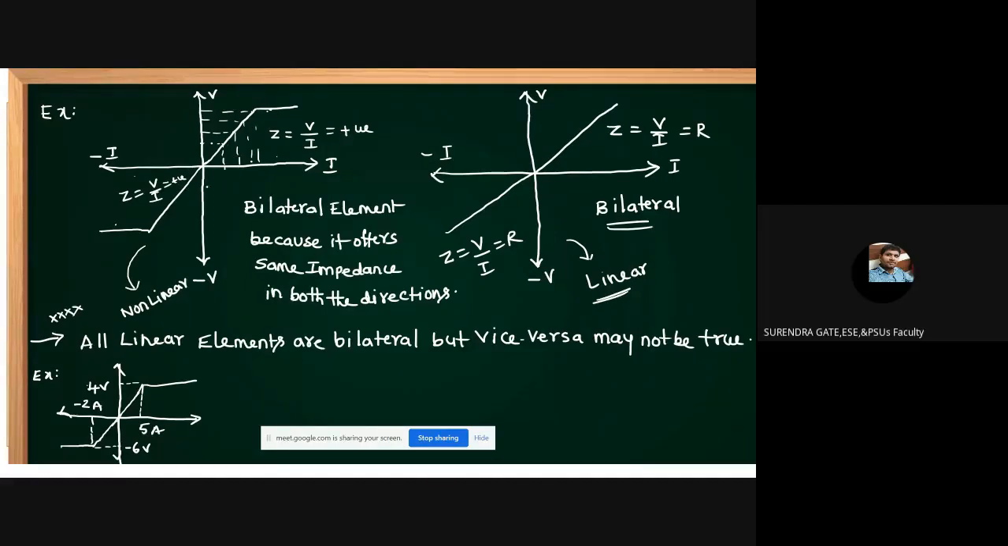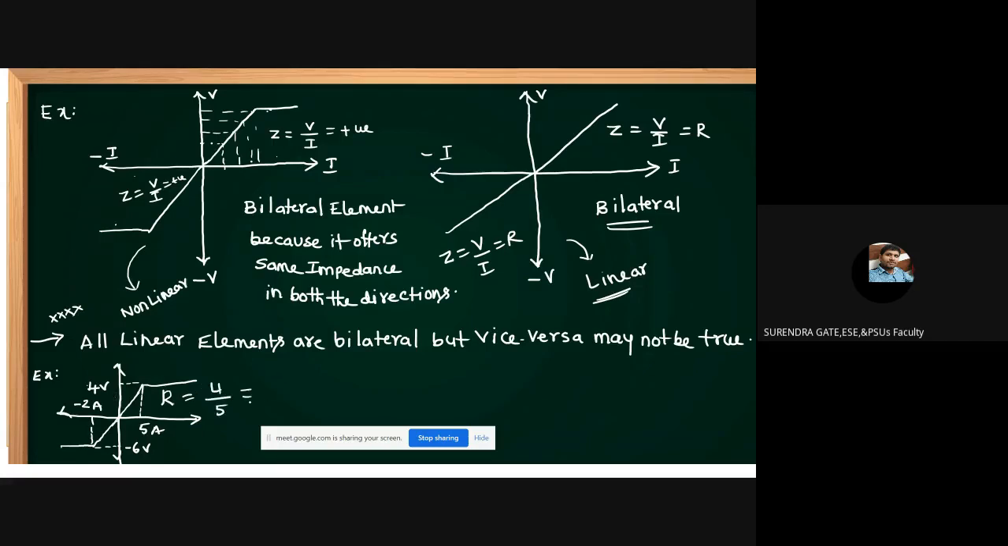Just by seeing the curve, we tell that it is unilateral. But here I have given the intercepting values, which are different. That's why I told you, if you want to identify unilateral or bilateral, first calculate the impedance or resistance. Here I am calculating the resistance, V by I, 4 by 5, sir.